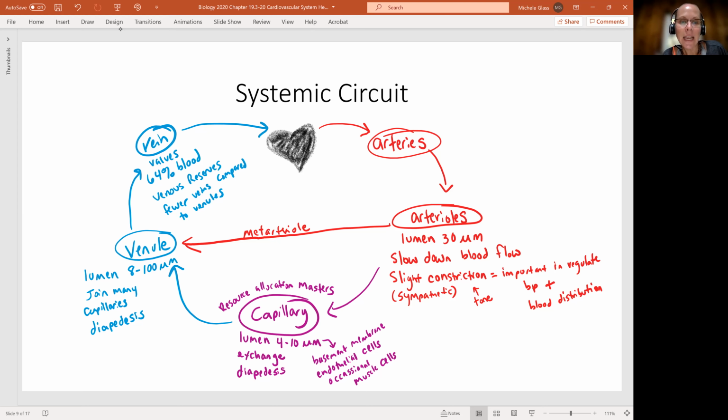Up next, let's look at some more detail of that capillary. So we want to see what the three types are. And we also want to see how this capillary is such an excellent resource allocation master.